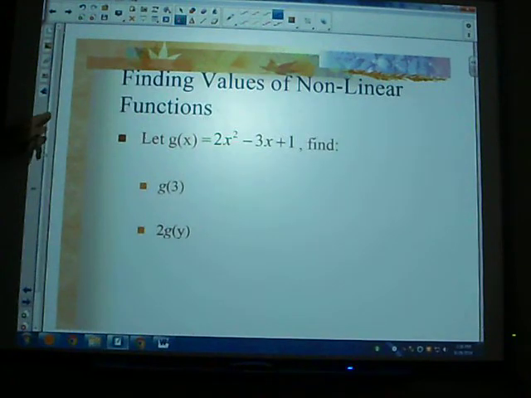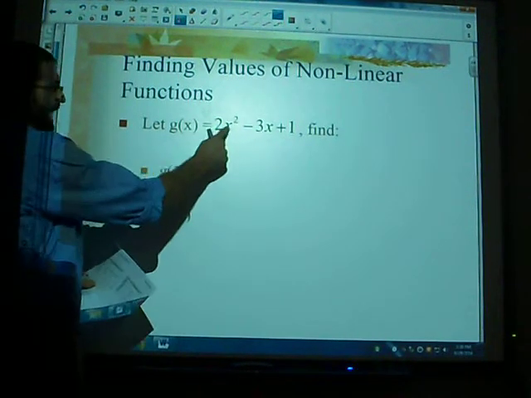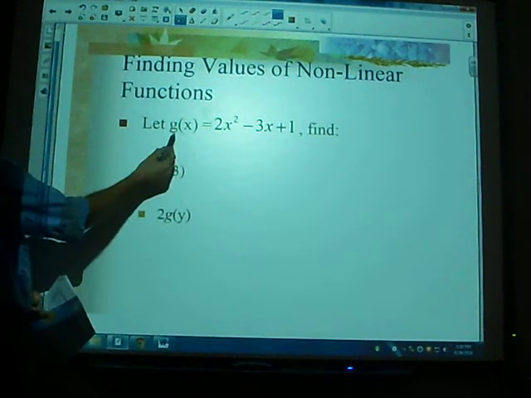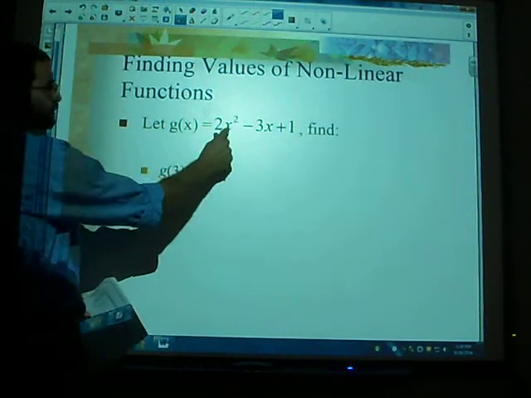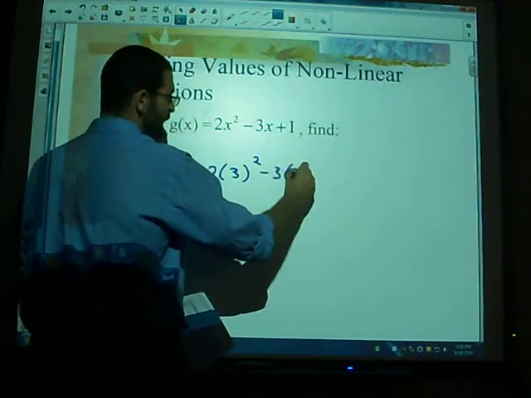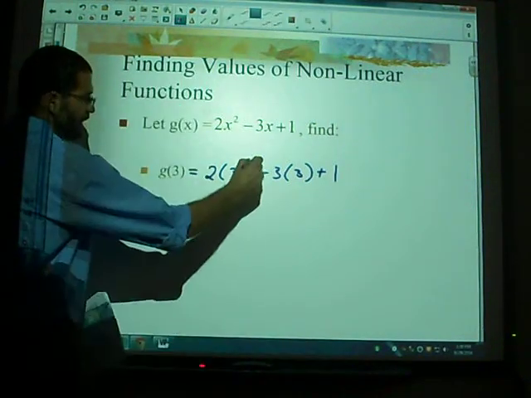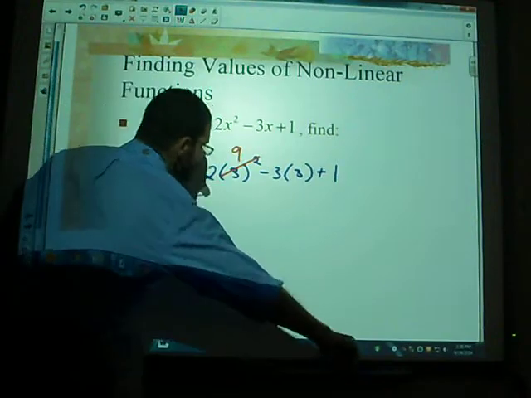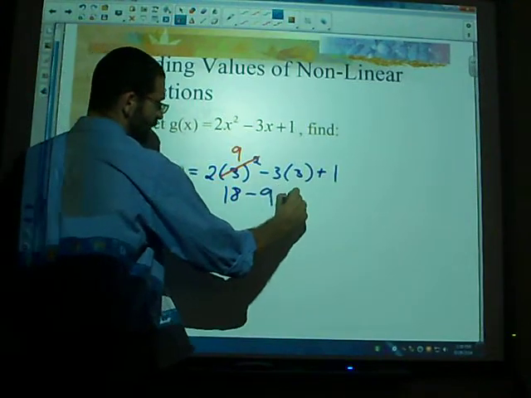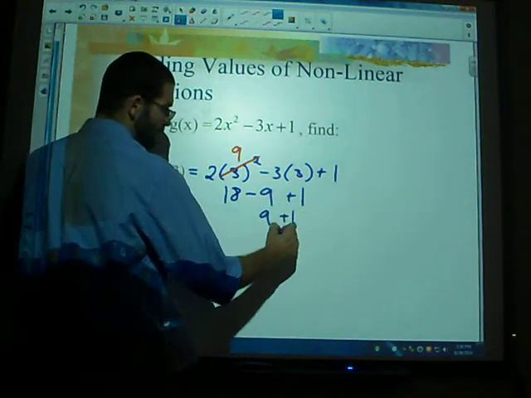And finally, finding values of nonlinear functions. So nonlinear functions means that you have x to some power. And the idea is still the same. If I want to find g of 3, this is function g, and I substitute 3 in both x's. So it's going to be 2 times 3 squared minus 3 times 3 plus 1. And then I just calculate it by the correct order of operations. 3 squared is 9. So we get 2 times 9, which is 18, minus 3 times 3, which is 9, plus 1. 18 minus 9 is 9 plus 1, therefore we get 10.